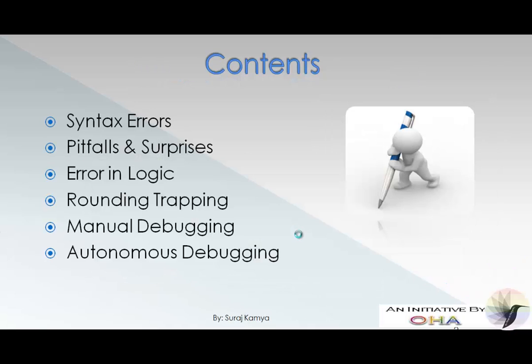These are the contents of this chapter: syntax error, pitfalls and surprises, error in logic, rounding trapping, manual debugging and autonomous debugging. Whenever we are doing programming in any kind of language, we usually face lots of errors. The main thing is, first you have to identify where the error is. When you find the error, then you can easily debug it. First is how to identify where the error is and what the error is. So we will see all the types of errors that can be present in programming, and we will see how to debug those errors.